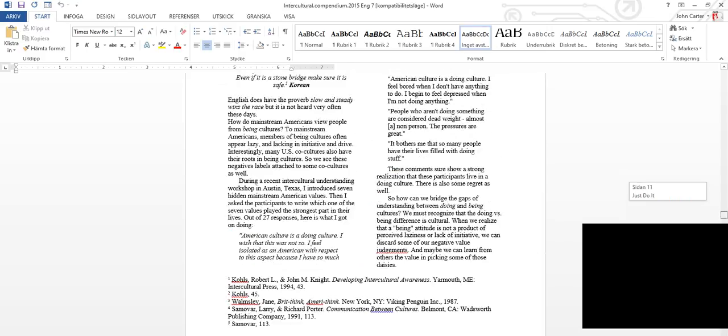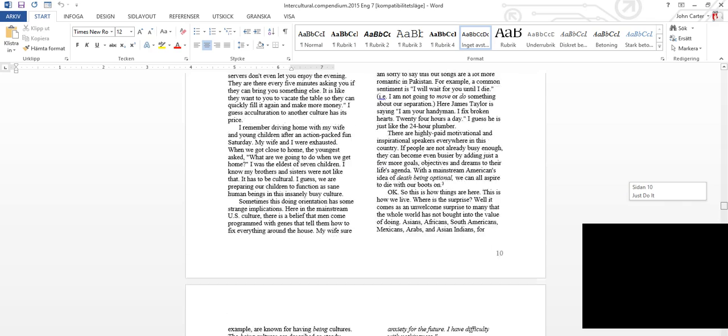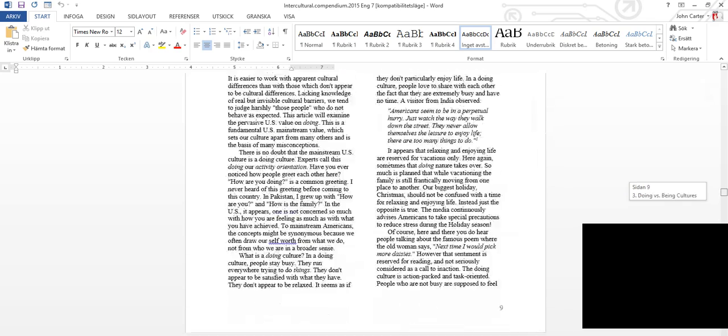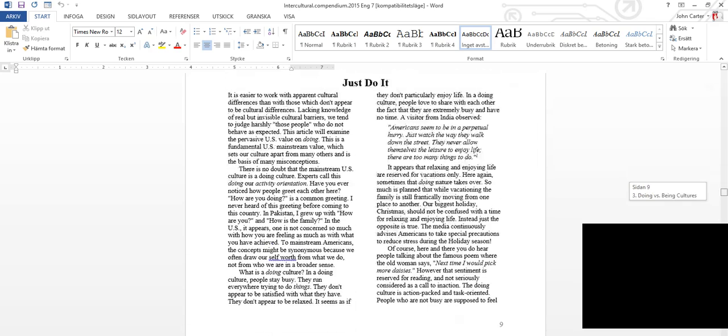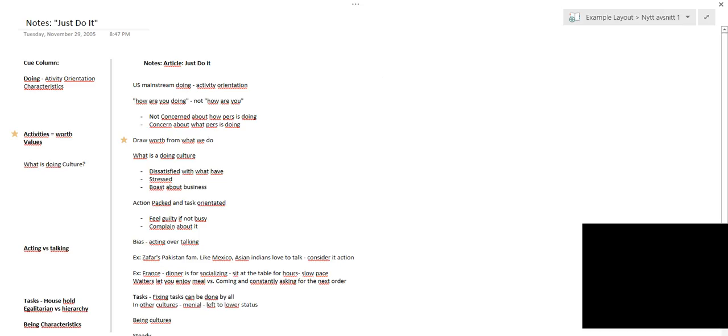And honestly, it's quite informal as well. But there are some key points in this article which we could take out, and we could use them in our essays. So let's take a look. What I did was I used this Cornell method here, and basically I went through and I took the key points from the article.